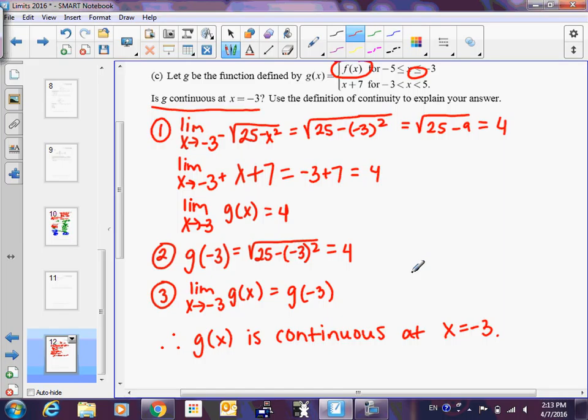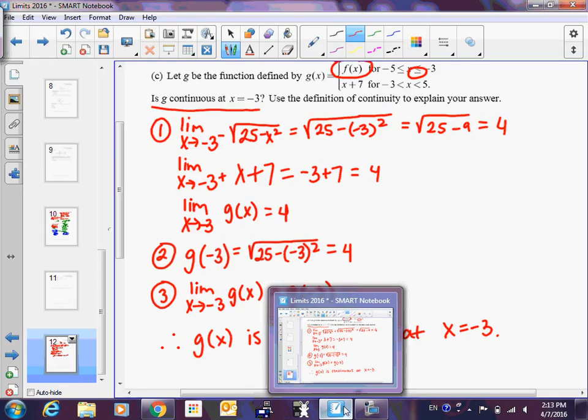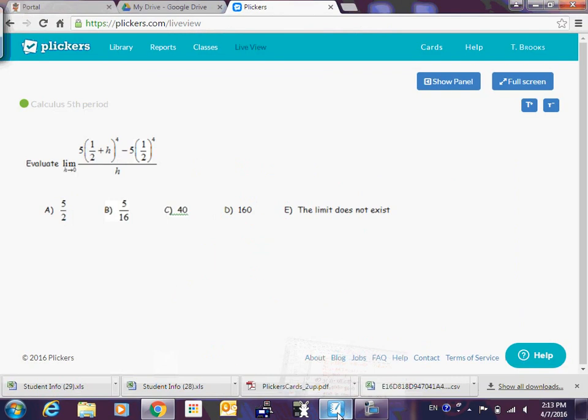Okay, so that was just one more of those definition of continuity proofs. So your homework is, or classwork really, about 10 minutes, and homework is to finish this packet.